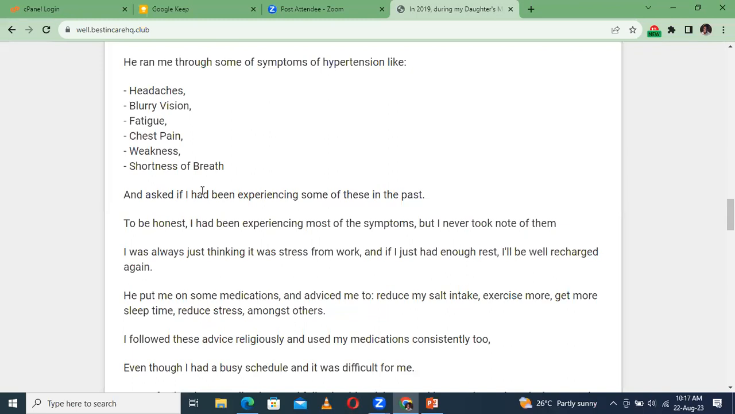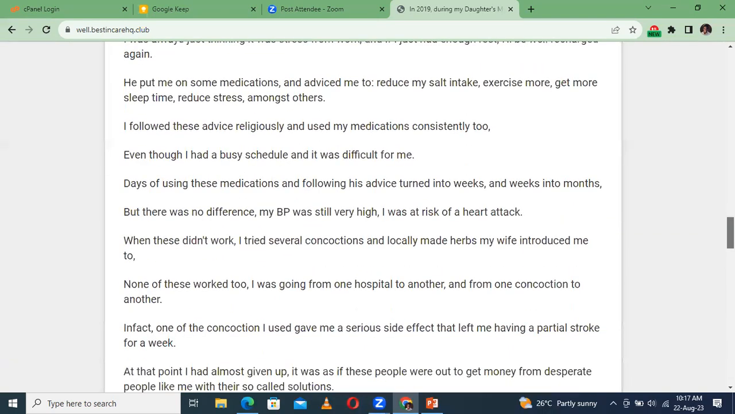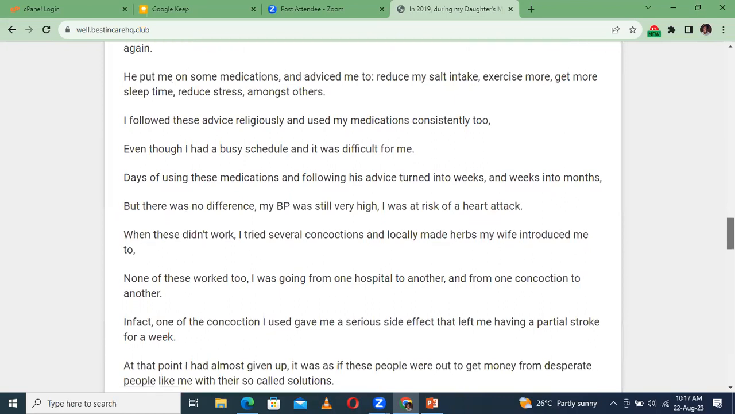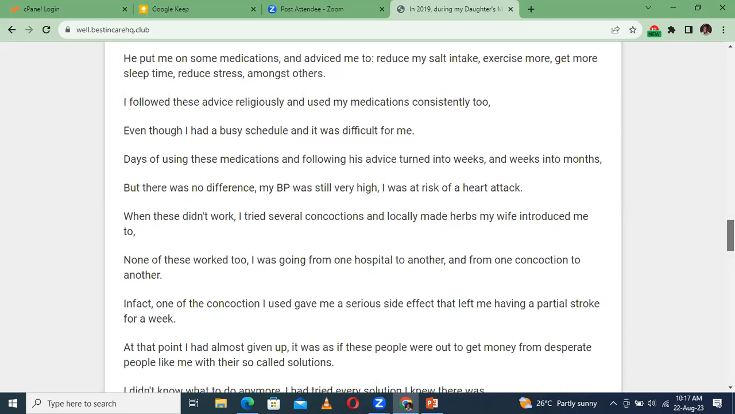So let's proceed. He put me on some medications and advised me to reduce my salt intake, exercise more, get more sleep time, reduce stress, amongst others. I followed this advice religiously and used my medications consistently too, even though I had a busy schedule and it was difficult for me.